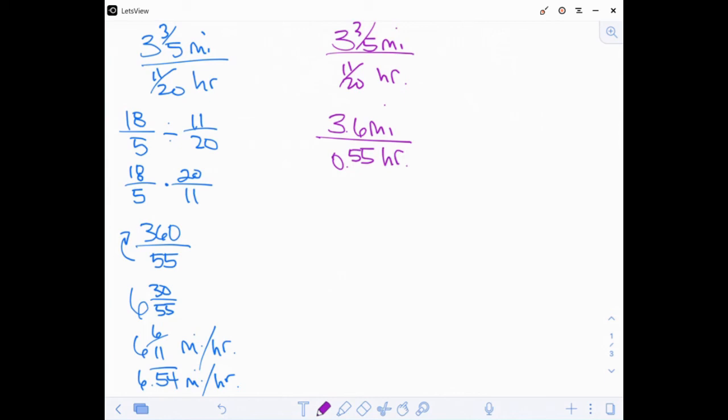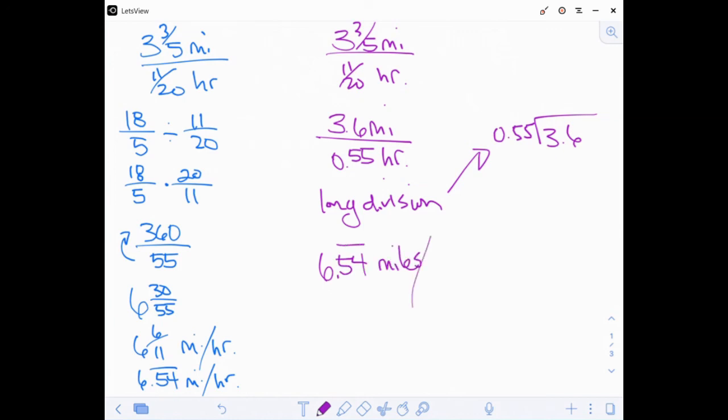And then we can just divide. So you have 2 methods to dividing here. You can do long division. Okay. And if you're going to set that up, it would be 3.6 divided by 0.55. And you can do your division. Or you can use a calculator. And when you solve it, you'll end up with 6.54 repeating miles per hour. Okay, so 2 ways to do it.